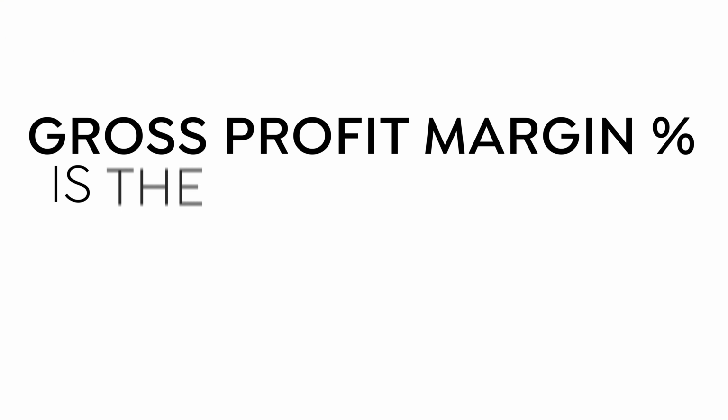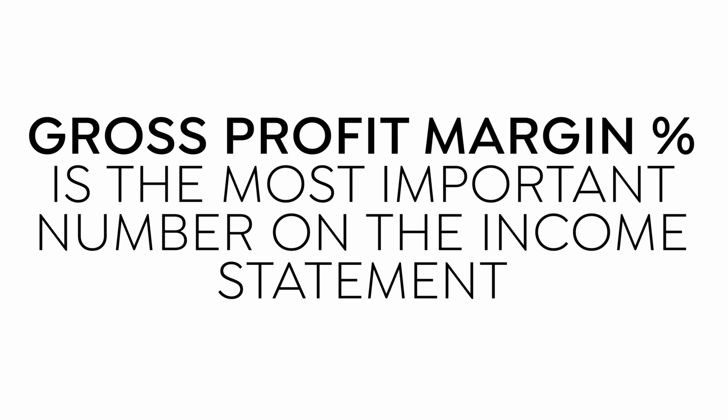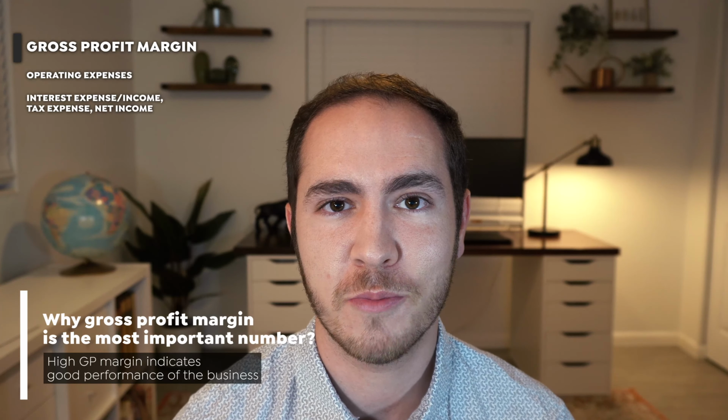Now, the GP percentage to Warren is arguably the most important number on the income statement. Why does Warren consider this the most important number on the income statement? Well, technically, the higher your GP margin, the better your business is performing overall. That may seem obvious to you, but let's really try and understand what Warren is after. It's not as simple as you think.